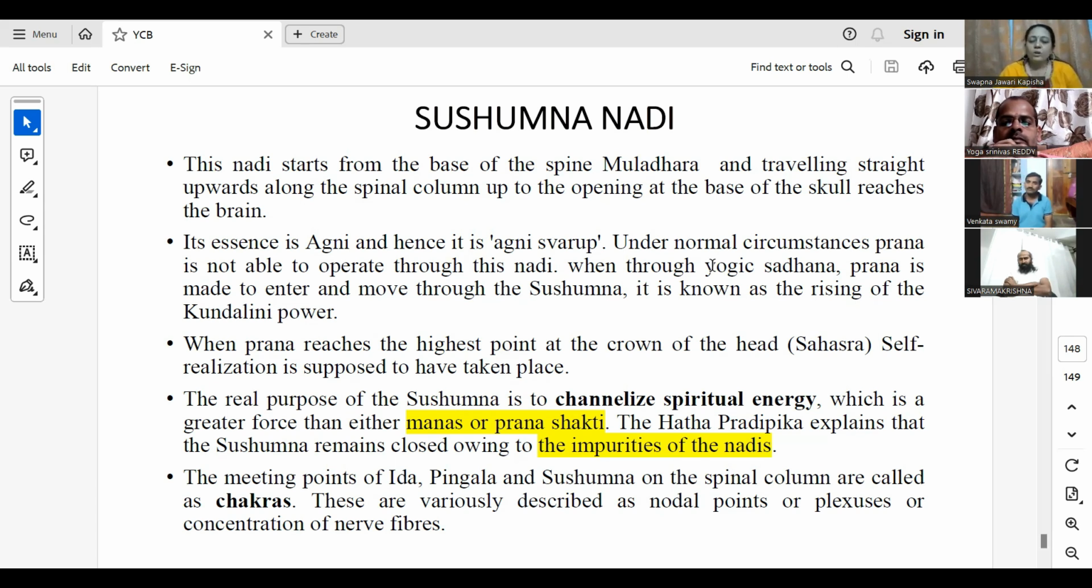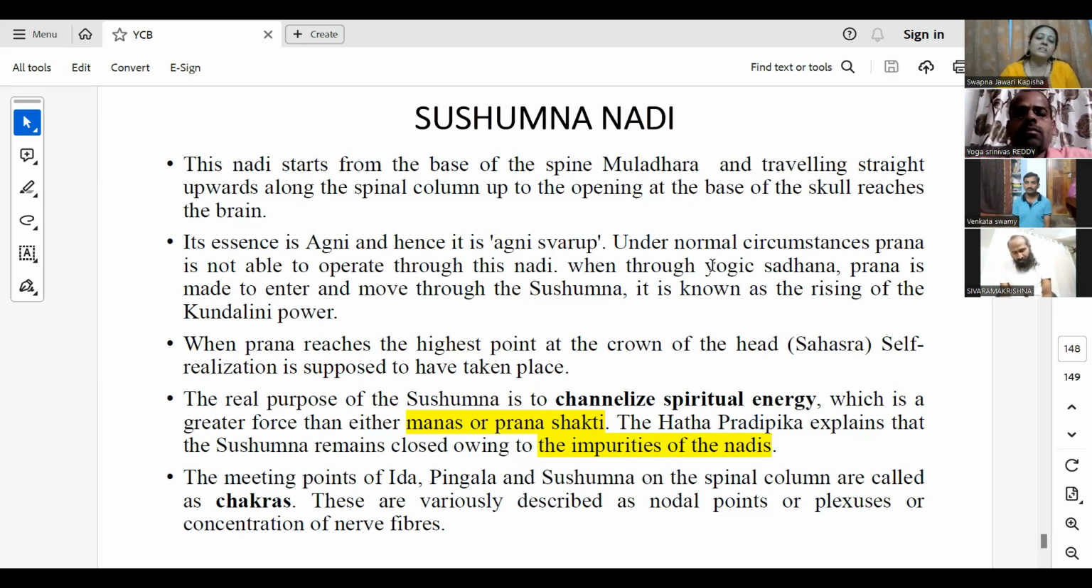In general, no pranic energy travels in Sushmana Nadi. In Ida Nadi, mental force will be transmitting, whereas in Surya Nadi, pranic force will be transferring. In Sushmana Nadi, no pranic force will be there. Only with extensive yogic sadhana, if you are doing yogic practice like tapas, will the pranic energy enter into the Sushmana Nadi.